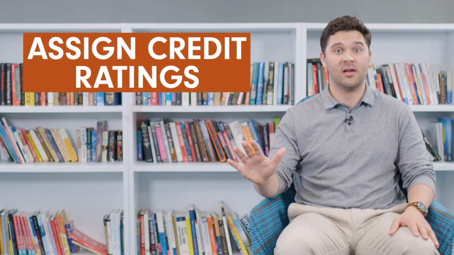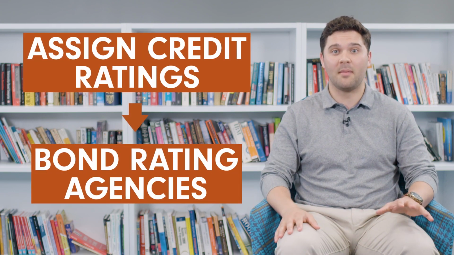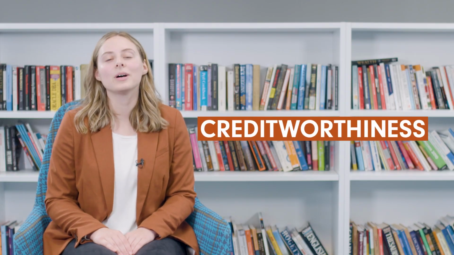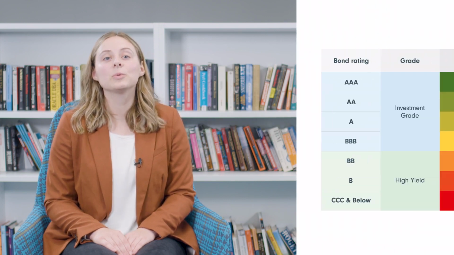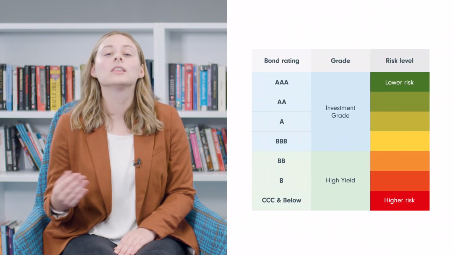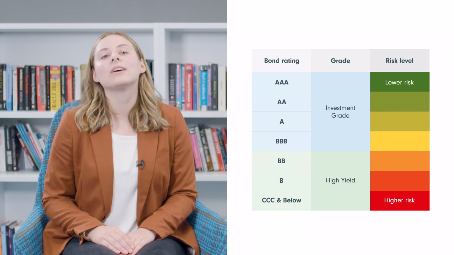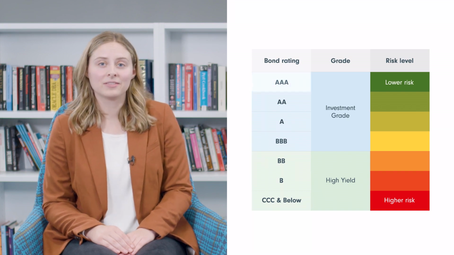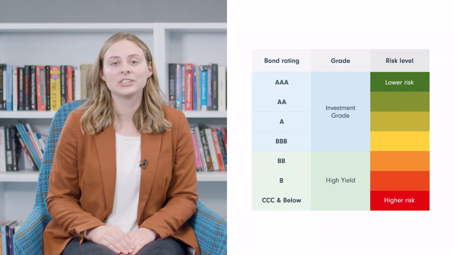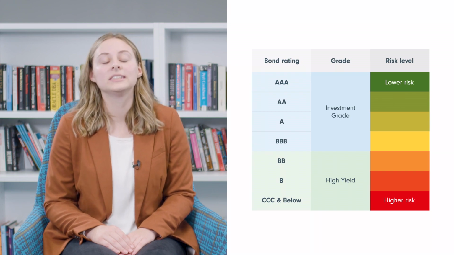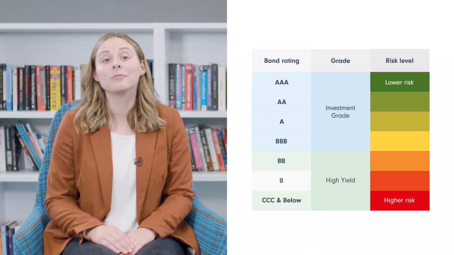Well, luckily for us, there are people with full-time jobs for that. Assigning credit ratings is primarily done by bond rating agencies. Bond rating agencies assess the creditworthiness of bond issuers and give them a public score. An issuer with a low probability of default, like the Government of Canada, will receive a high rating, like AAA. An issuer that is less financially healthy and therefore more likely to default may be given a rating of B.